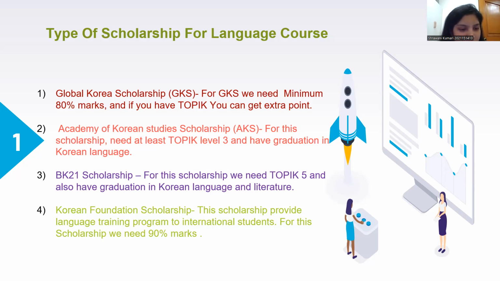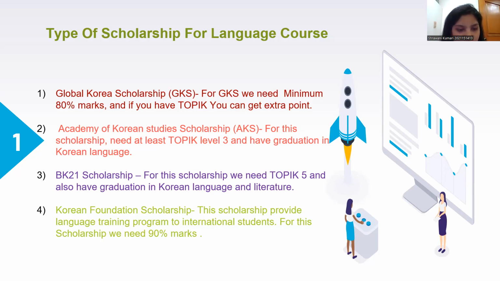And the third one is BK21 scholarship. For this scholarship, we need TOPIK 5 and a graduation in Korean language and literature. For those who want to apply for literature, we need at least TOPIK 5 and also a graduation in Korean language and literature. This BK21 scholarship is also for engineering students.